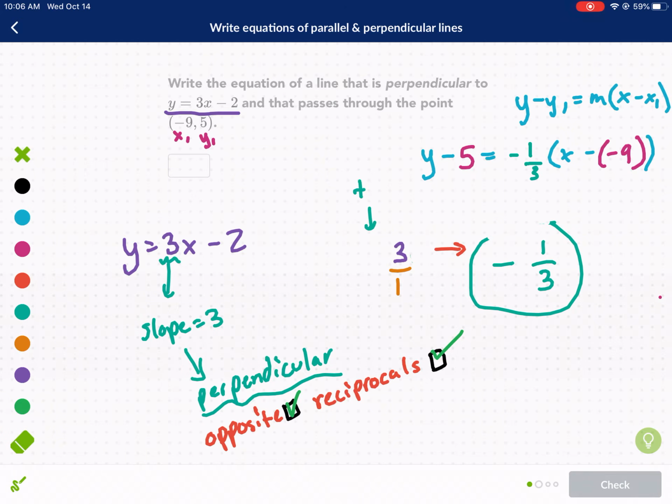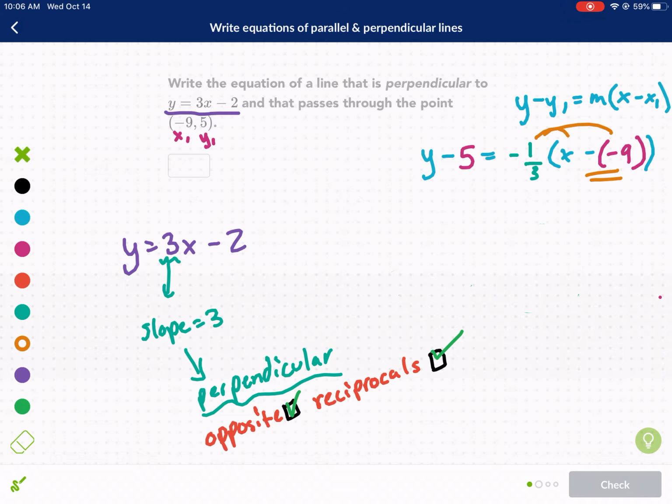Okay, so let me just get some space here. We already figured out the slope is negative 1 over 3. Let me just erase this. Now, how do I do this? Well, what I need to do here is distribute this negative 1/3 to both these terms. I'm going to switch colors to all purples just so it's easier. y minus 5 equals negative 1/3, and now I do x minus negative 7, which becomes x plus 7. Subtracting a negative is the same thing as adding.